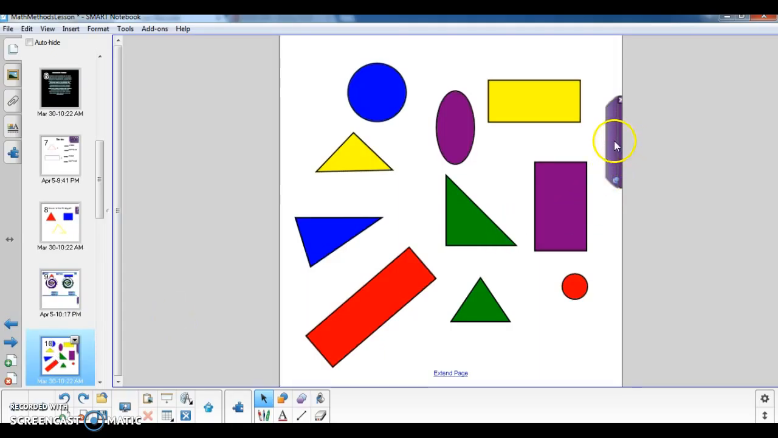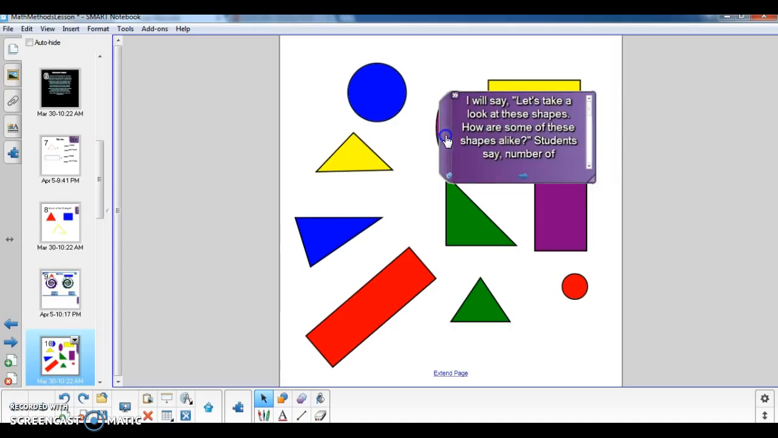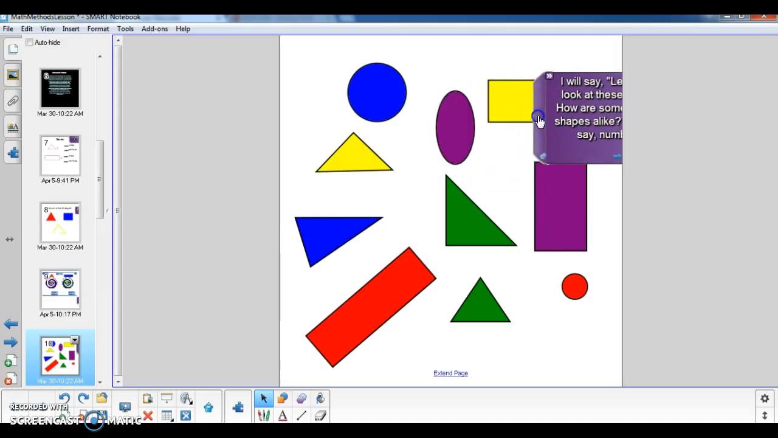Okay, so then I'm going to show them all these shapes, and I'll say, let's look at these. And then I'm going to ask them, how are they all alike? Or how are some of them alike? So they might say the colors are alike, they have the same size, they have the same vertices, and they have the same shape.